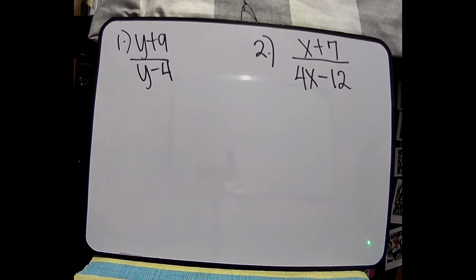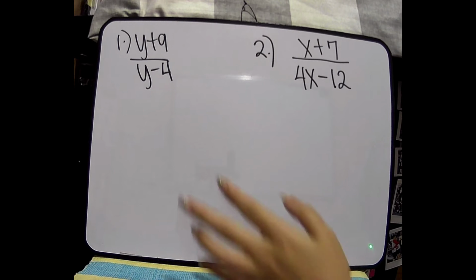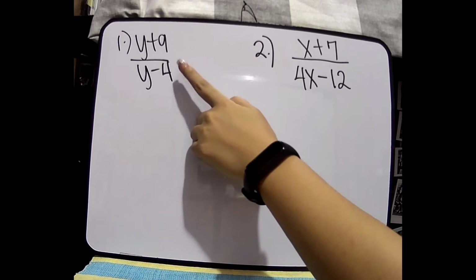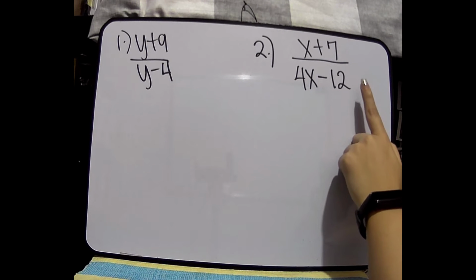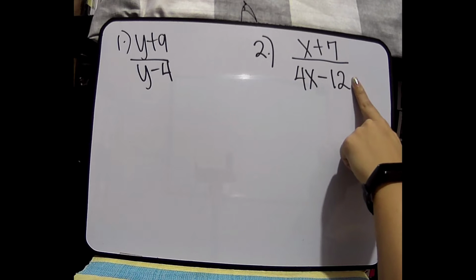Kasi nga, kapag over zero, undefined. But of course, the numerator must not be equal to zero also. Okay? But in this case, ang concern natin is the denominator. And I will be showing you how to find the restriction. So, sa paghanap ng restriction, we will be focusing on the denominator. Kasi nga yung denominator yung hindi pwede maging zero so that it will not be undefined.